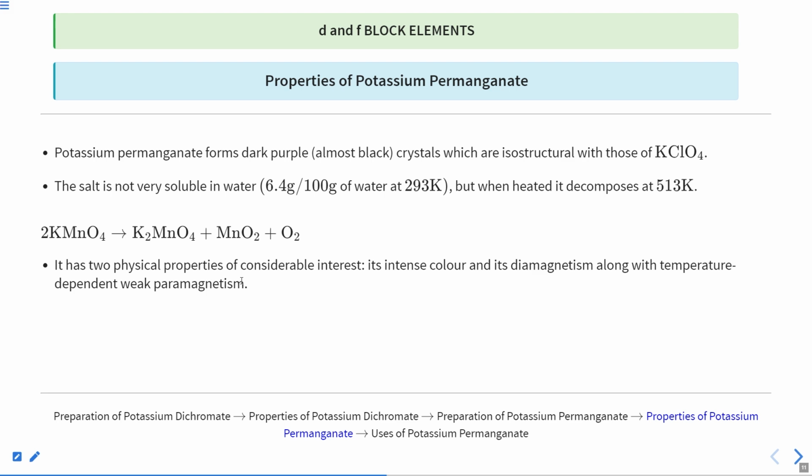It has two physical properties of considerable interest. The first one is intense color, and the second one is that it is diamagnetic in nature. But this magnetic behavior changes with temperature, and with temperature it can also show paramagnetism. So these are the two physical properties of potassium permanganate: first is the intense color, and second is the changing of magnetic behavior under different temperature conditions.